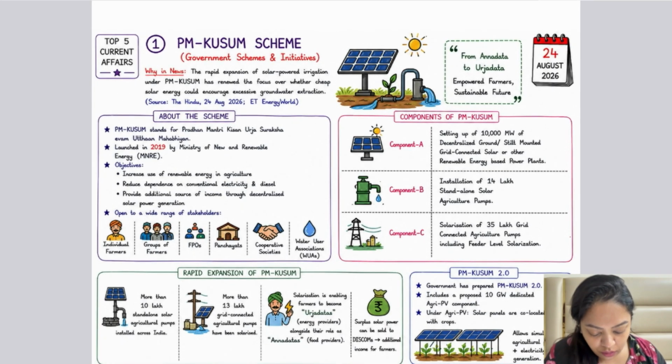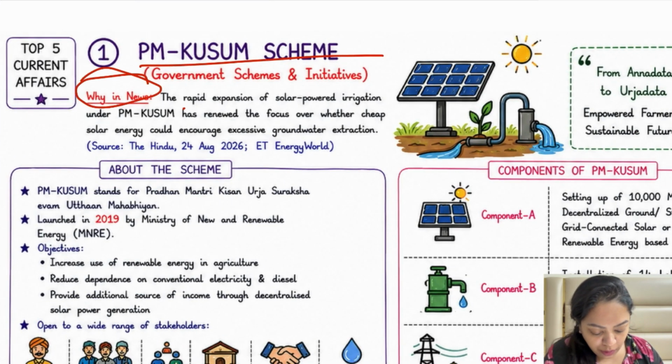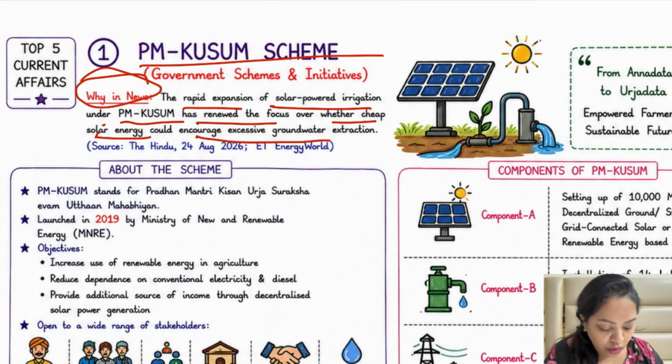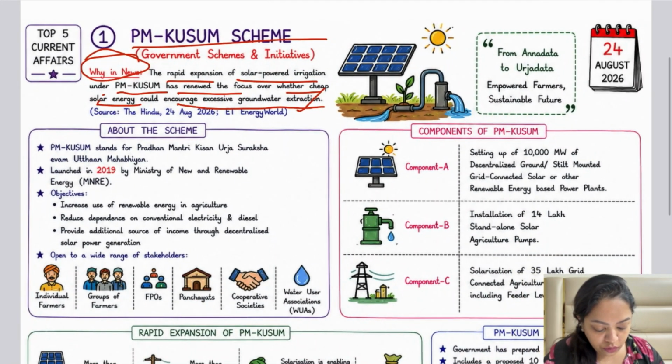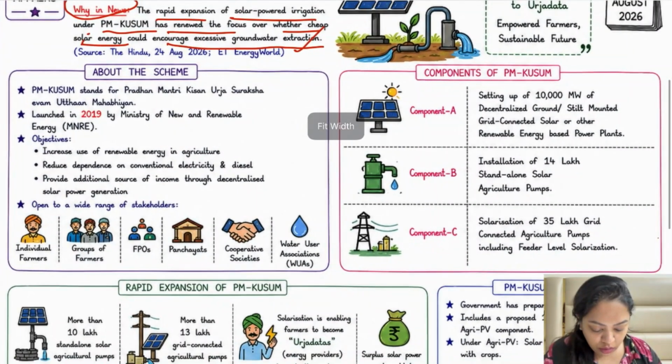So our first current affair would be PM-KUSUM scheme. So why has this been in the news? The rapid expansion of solar powered irrigation under PM-KUSUM has renewed the focus on whether cheap solar energy could encourage excessive groundwater extraction. So this is an issue related to groundwater extraction in the context of the PM-KUSUM scheme. So we need to know the basics about the scheme.